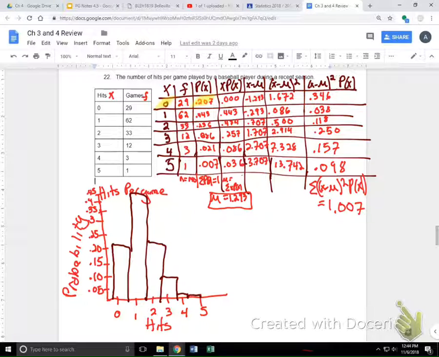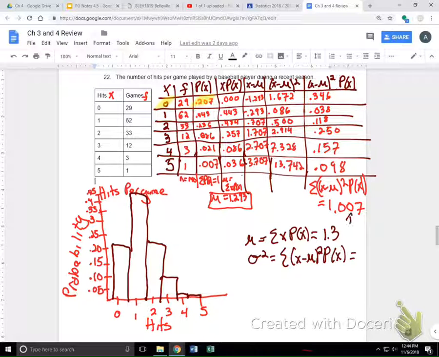And then our last spot over here, we're going to find mu. Mu equals, it's a terrible mu. So mu equals the sum of x times p of x. We already found this, and this was 1.3. And then we had sigma squared, or our variance. That's going to be the sum of x minus mu quantity squared, p of x. And we found that up here. And so we see that's going to be 1.0.